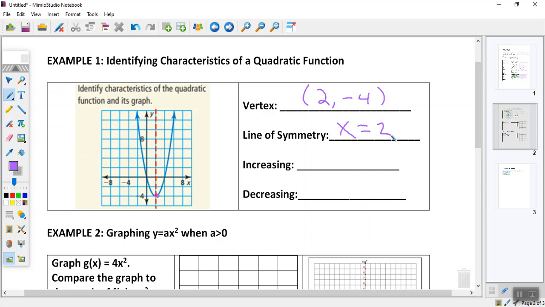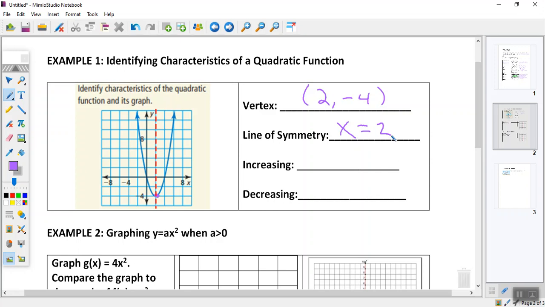So what if I told you this right up here? Here's a vertex. My vertex is maybe 8, 22. What's the equation for the line of symmetry to that vertex then, kids? X equals 8, you bet. So if you know the x value of the vertex, then you know the equation for the line of symmetry. It's the same as the x value of my vertex.